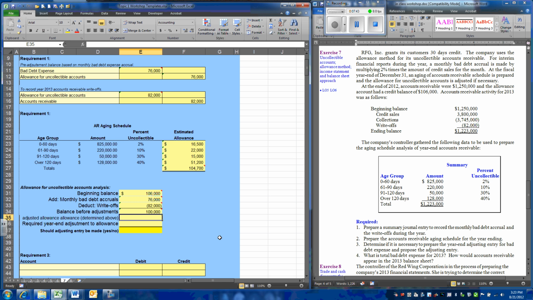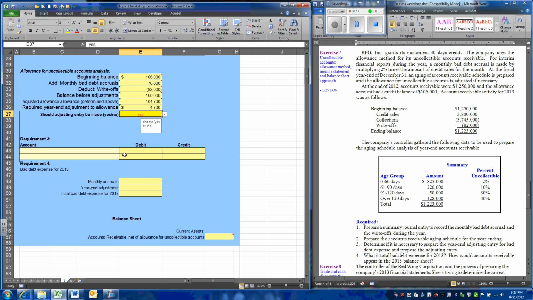Alright, so we have a balance of 100,000. We've determined that the balance should be 104,700. So we are going to have to make an adjustment. We have to bring that balance up from 100,000 to 104,700. How much are we going to have to raise it? Well, the required balance minus the current balance in our account.